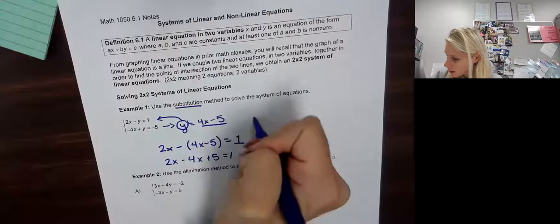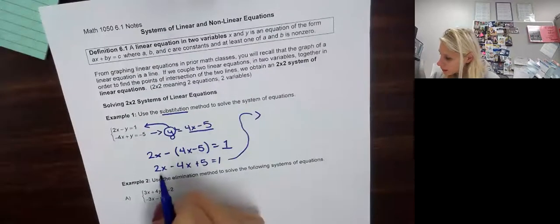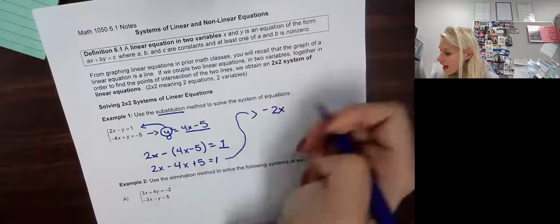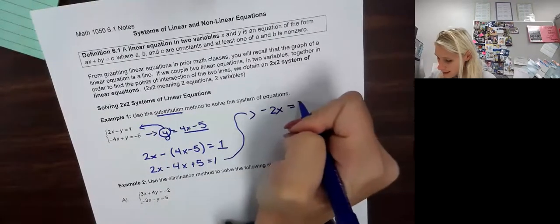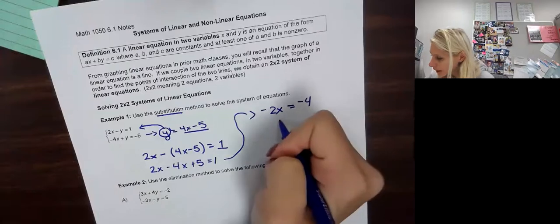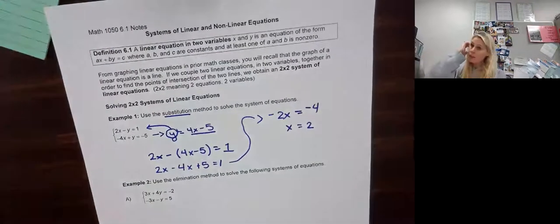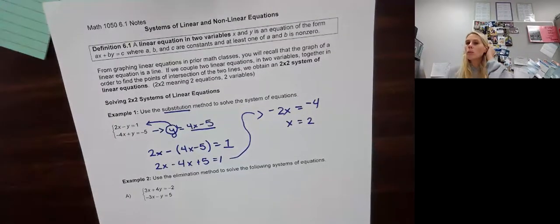I'm going to continue my work over here, guys. So that gives me negative 2x. I'm going to move that 5 over, equals negative 4. Divide both sides, we get x equals 2. Now, when we do systems of equations and everything, we want to make sure that we are solving for all of the variables. So this is just x.